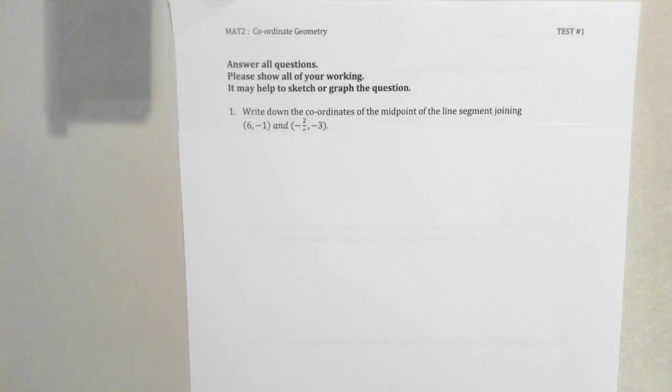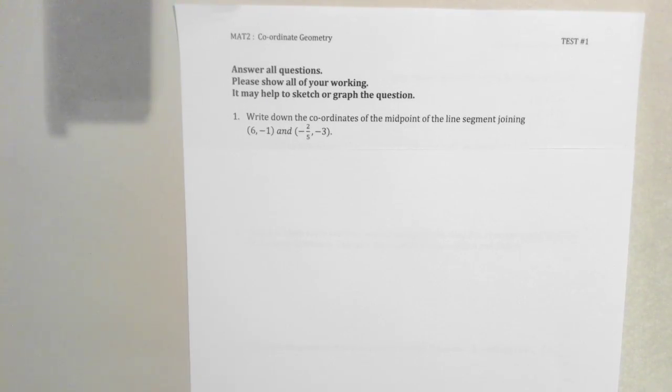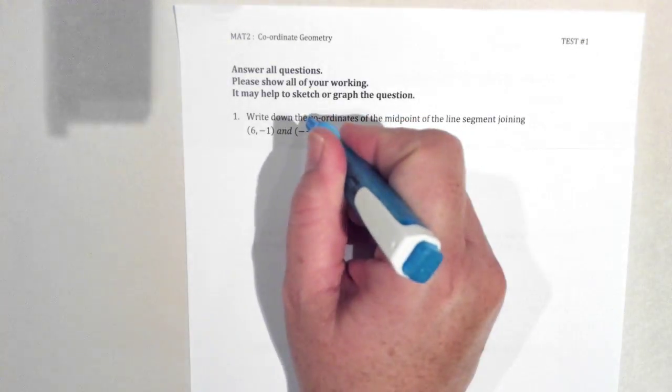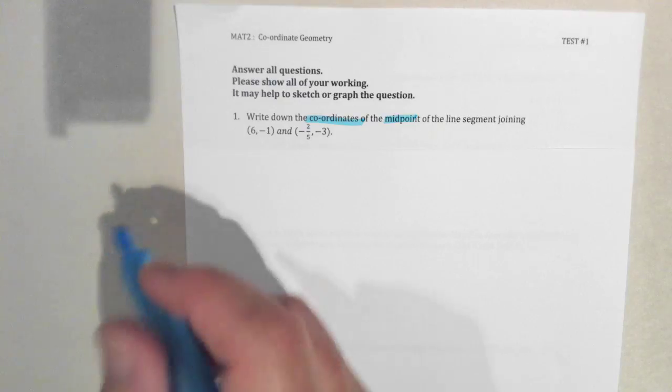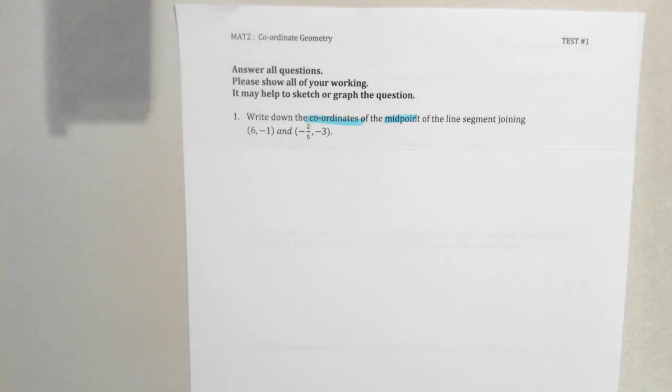Okay, let's have a look at question 1 here. So the first thing we want to do is look at what the key ideas in this question are and what the question is asking us for. So we'll just have a look. It talks about writing down the coordinates of the midpoint, and then it gives us 2 coordinates there. So that's our first big indication.